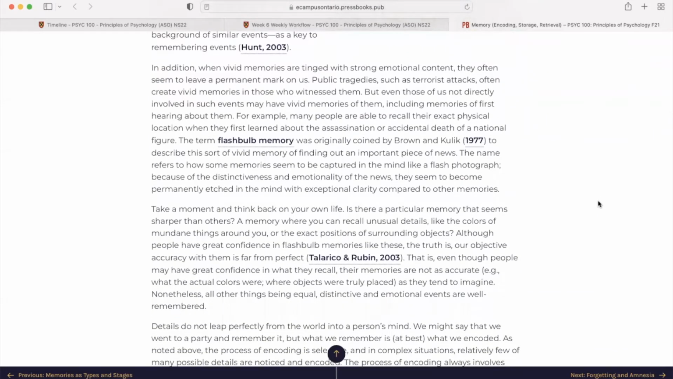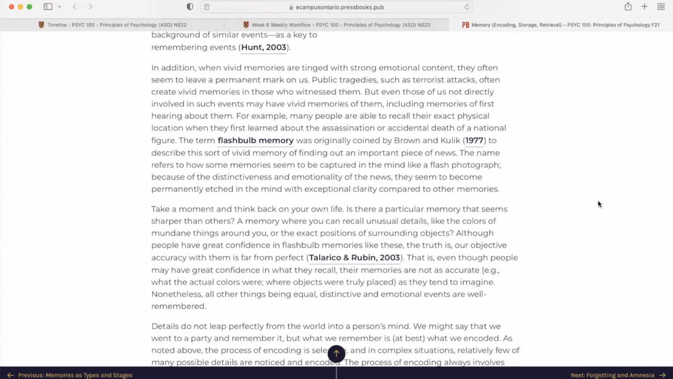In addition, when vivid memories are tinged with strong emotional content, they often seem to leave a permanent mark on us. Public tragedies such as terrorist attacks often create vivid memories in those who witness them, but even those of us not directly involved in such events may have vivid memories of them, including memories of first hearing about them. For example, many people are able to recall their exact physical location when they first learned about the assassination or accidental death of a national figure.